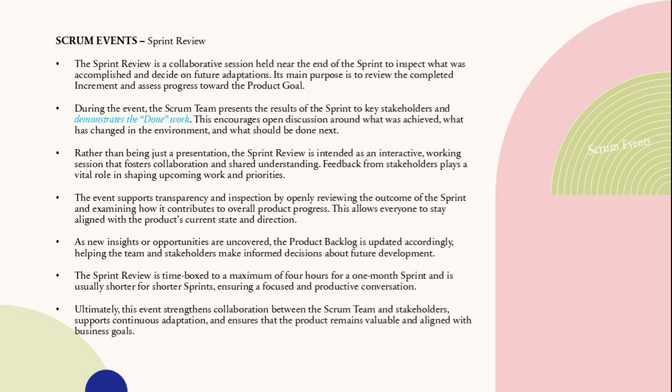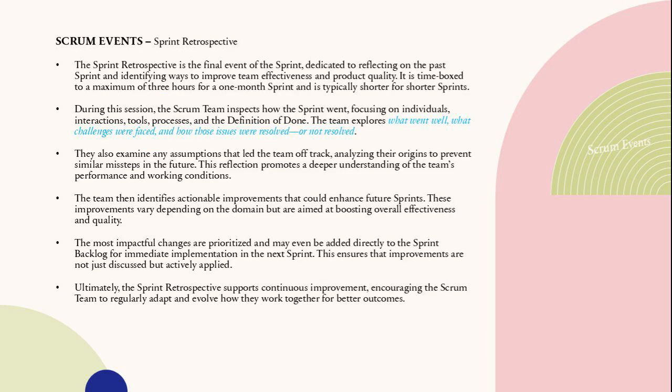The sprint retrospective is the final sprint event, focused on continuous improvement. Lasting up to 3 hours for a month-long sprint, the team reflects on what went well, challenges faced, and lessons learned across people, processes, tools, and the definition of done. They identify actionable improvements, prioritize the most impactful, and often add them to the next sprint backlog. This ensures changes are applied, not just discussed, promoting a culture of ongoing adaptation and growth.